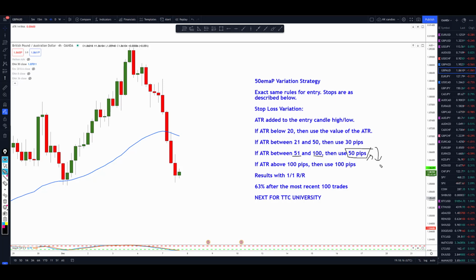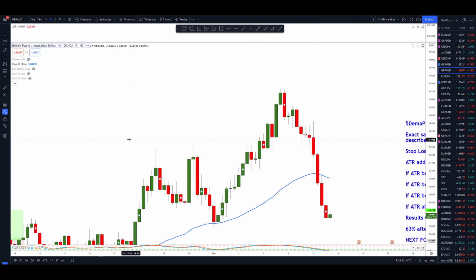This is probably all making really easy sense, but if you're confused at all, just rewatch this part of the video one more time, because it is a very simple process. It just seems like a lot of numbers to remember, but if you'll write it down and put it beside your desk, it'll be super simple every single day. So between 51 and 100 on our ATR indicator right up here means we are going to be using a 50 pip stop loss below or above the high of the candle or the low of the candle.